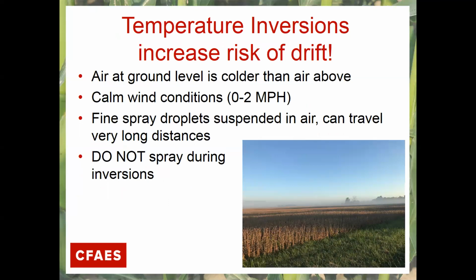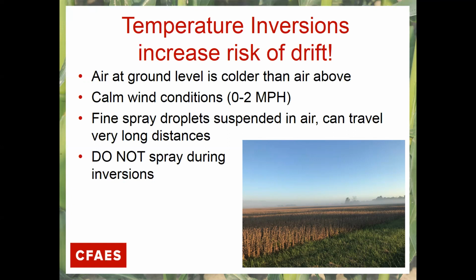Now to discuss temperature inversions. These increase the risk of drift. Temperature inversions occur most often when warm days are followed by cool and clear nights. Under clear to partly cloudy skies, a surface inversion layer can form at sunset and can persist until morning into the next day when the sun heats the ground.